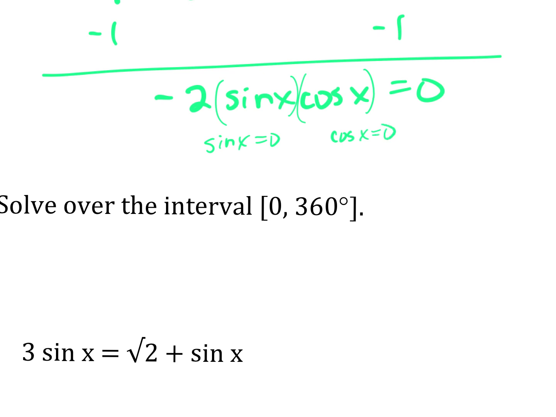And we know that when sine of x is equal to 0, that's at 0 and at pi. And cosine of x is equal to 0, that is at pi over 2 and at 3 pi over 2. And we are done with that one.